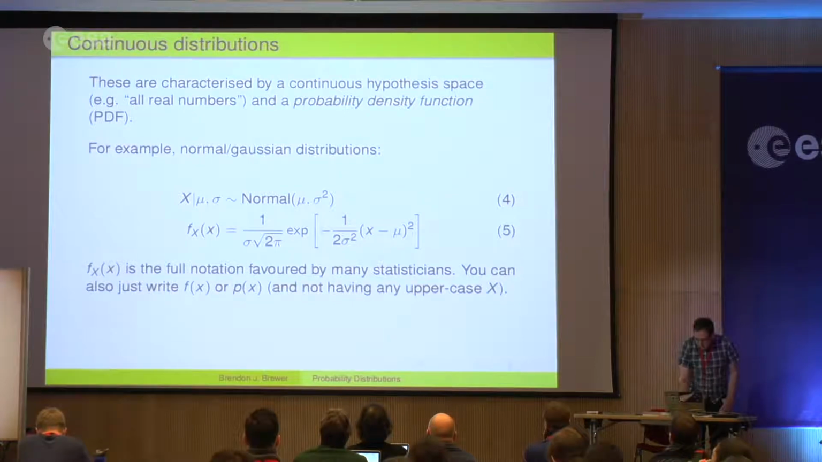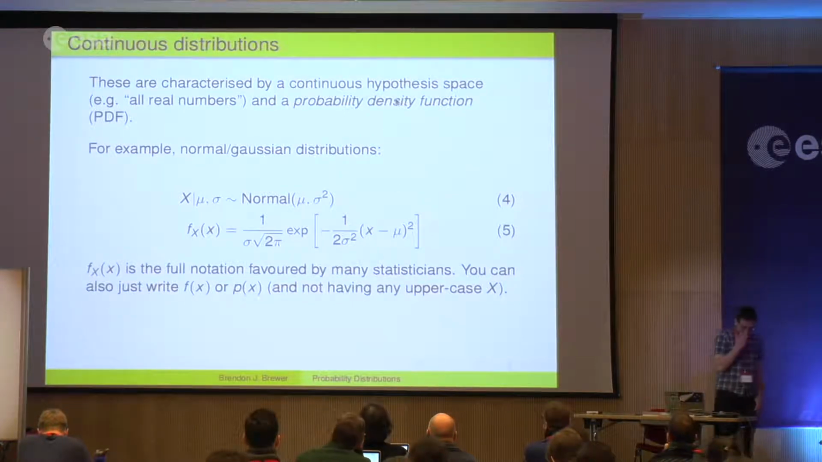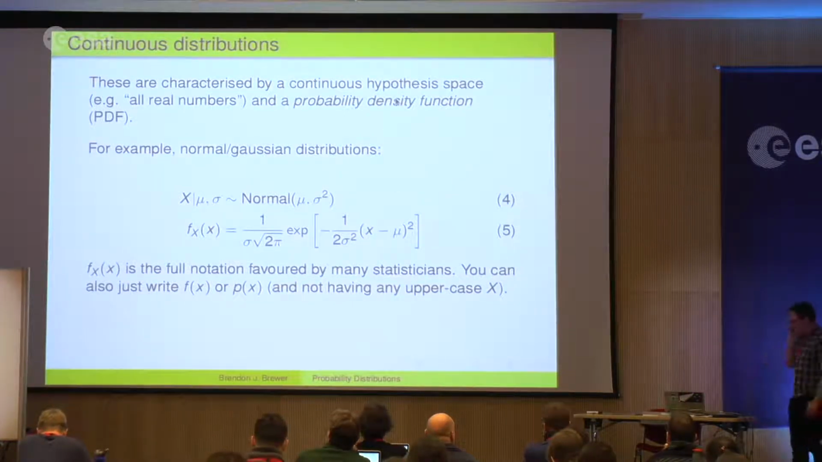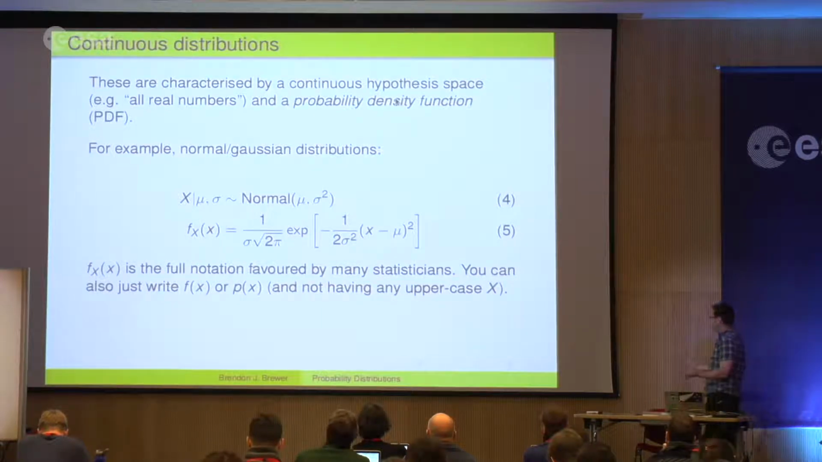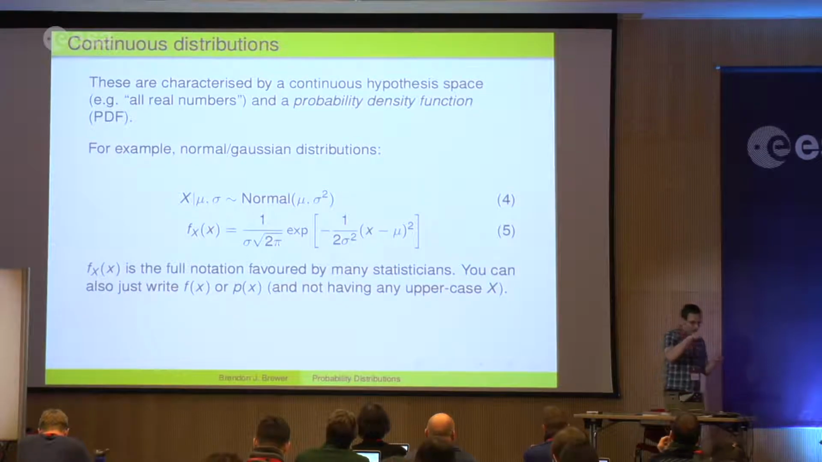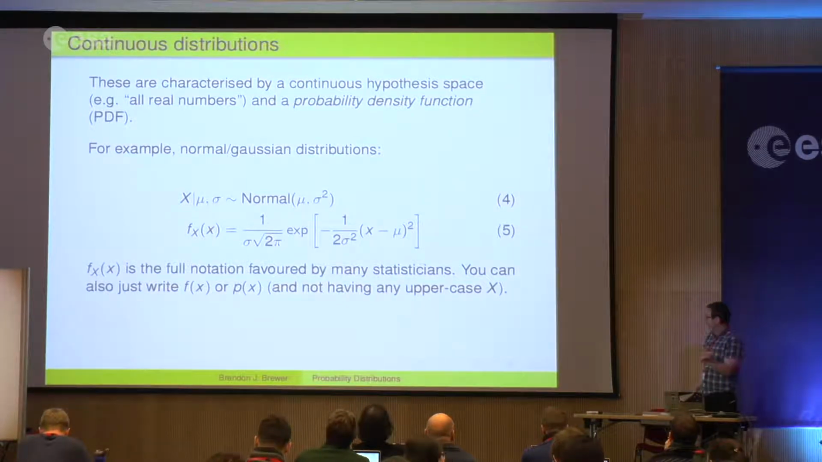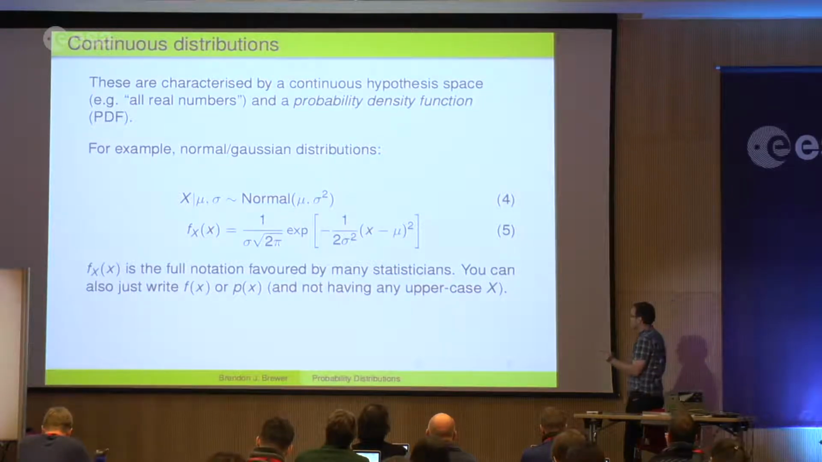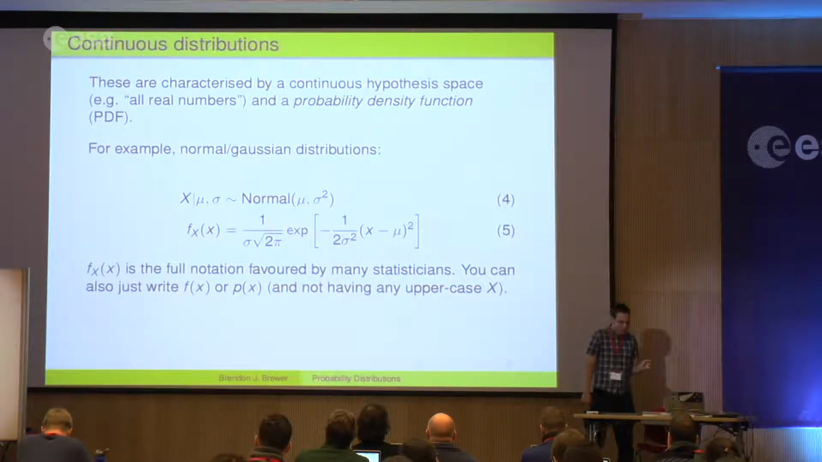Instead, what you have is what's called a probability density function, or a PDF, which is some function that doesn't give you the probability of each specific value, but it's a function that you can integrate over any region, and that integral gives you the value of the probability of being in that region.